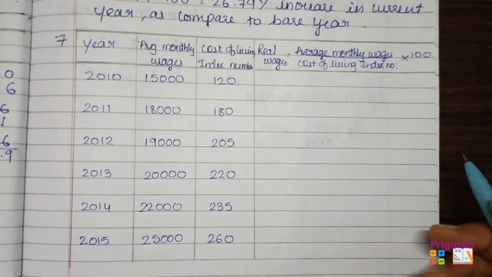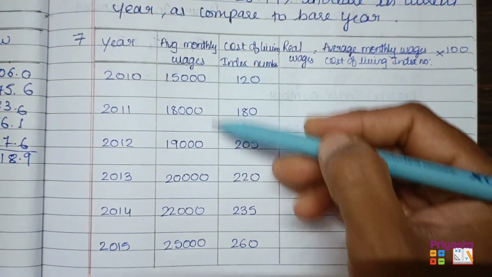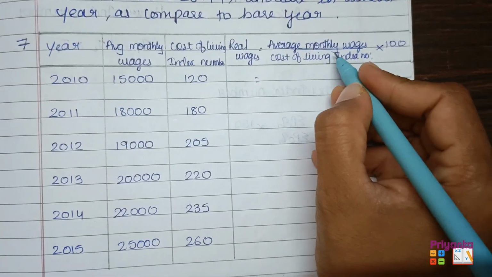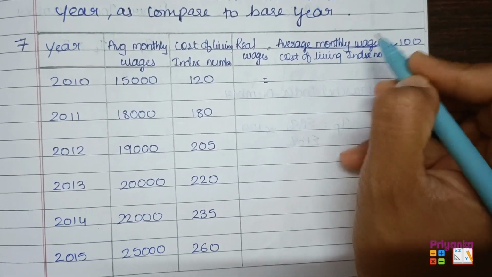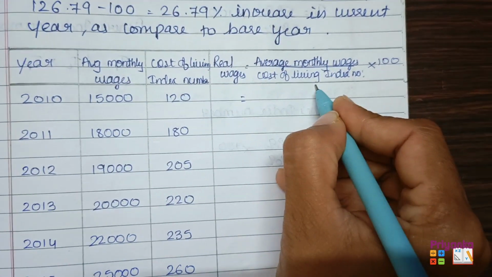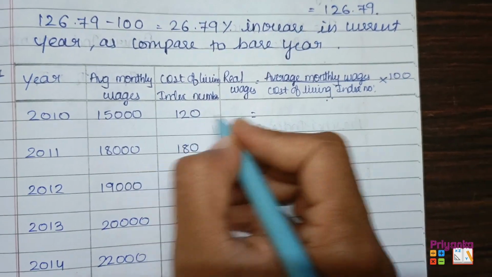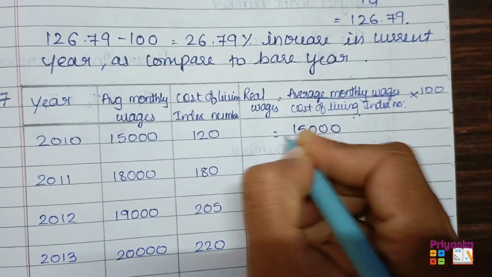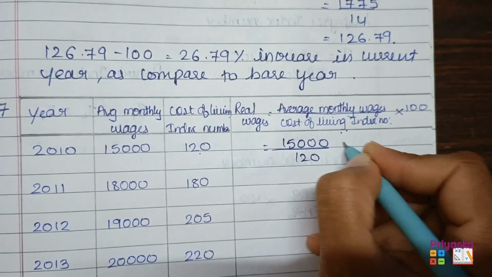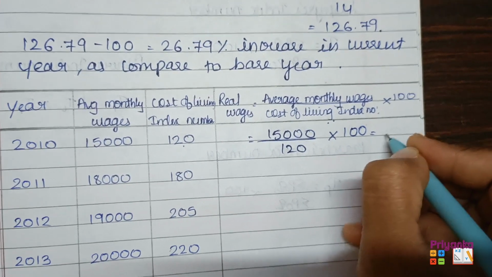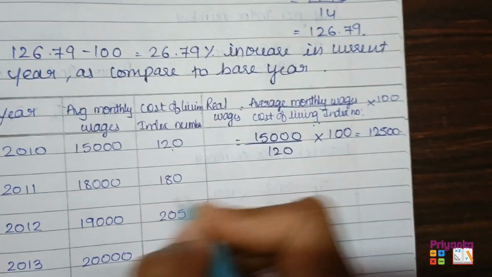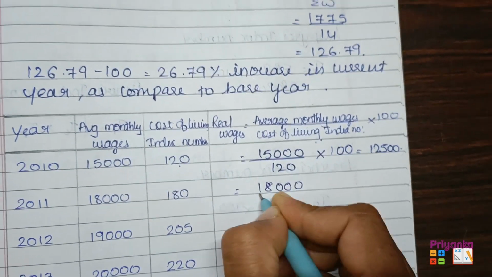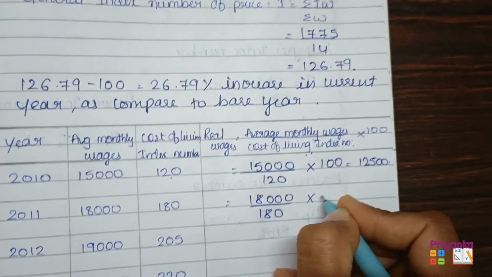So first take all the information in a table. Here I took all the information in the table. First write down the year, monthly wages, cost of living index number. So we just have to put the values in the formula. Remember to write down the formula in such a table. If you didn't write it, you will get a minus half for this. So first take the monthly wage 15,000, cost of living index number 120, multiply by 100. Here we get 12,500.